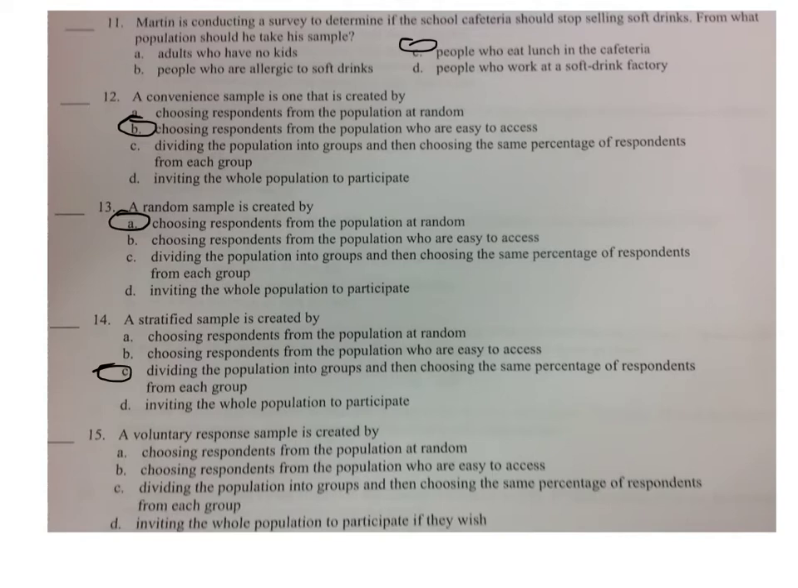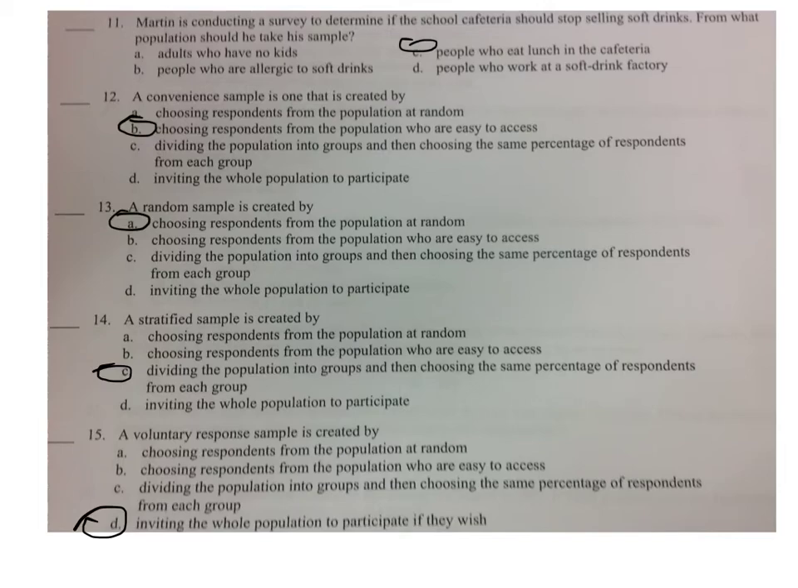A voluntary response, all right, is created by the same choices. So I don't think I have to read those again. Who thinks it's A, something to do with randomness? Who thinks it's B, something to do with those who are easy to access? Who thinks it's C, dividing the population? Or who thinks it's D? Raise your hand if you think it's inviting. Okay, good. Dallin, thanks for your contributions there. So yeah, exactly, it's D.